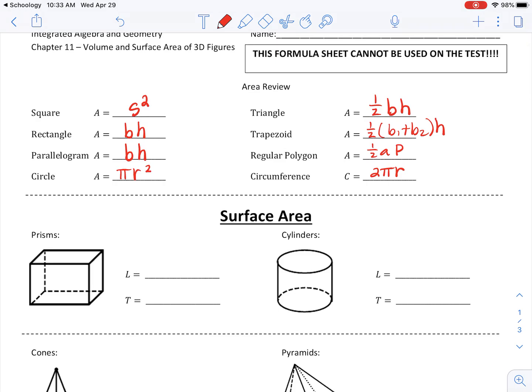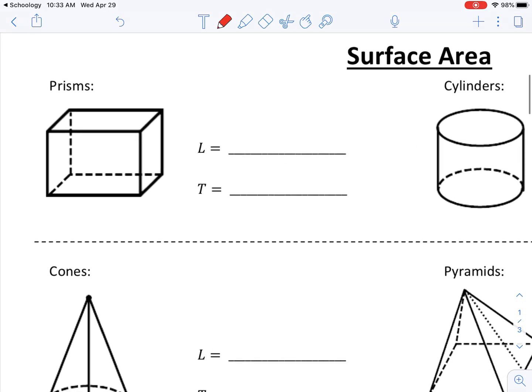Okay. So it says this formula sheet cannot be used on the test. Can be used on the test. So this formula sheet you can use. We're going to provide you a formula sheet for your final exam. It's just that this one wasn't allowed to be used when we were in class on the test.